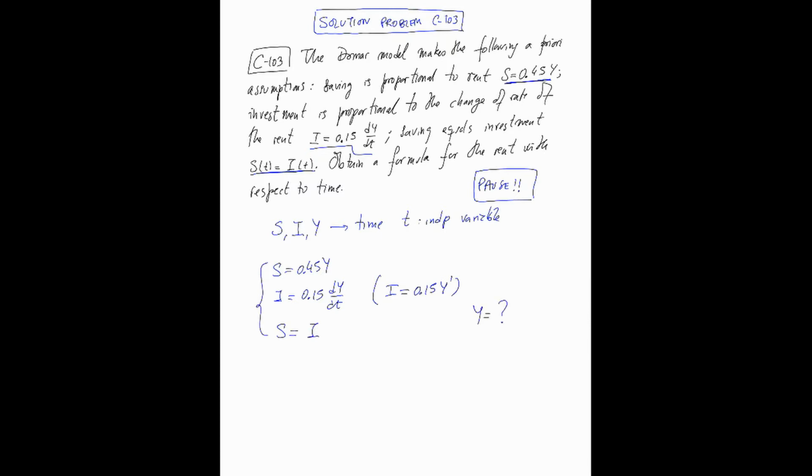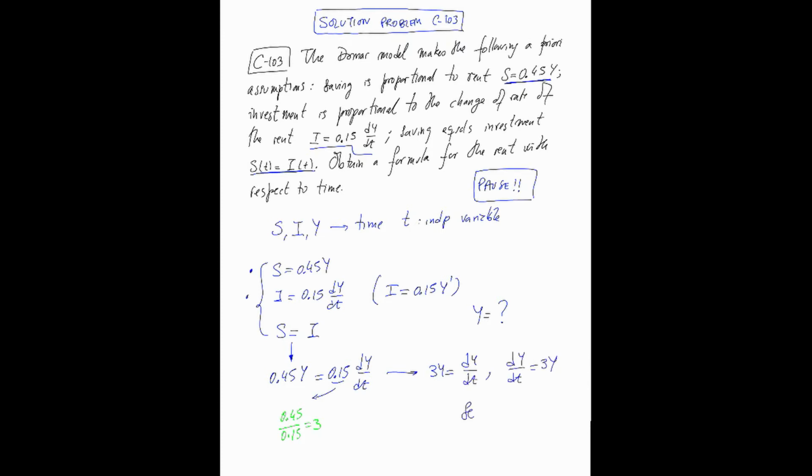So as savings equals investment, from here we replace savings here, 0.45 y equals to investment from here, 0.15 dy over dt. Let's move the 0.15 to the other side. If we move it here, we have 0.45 divided by 0.15, that's 3. So going back to blue, we have from here 3y equals dy over dt. Let me rewrite it: dy over dt equals 3y.